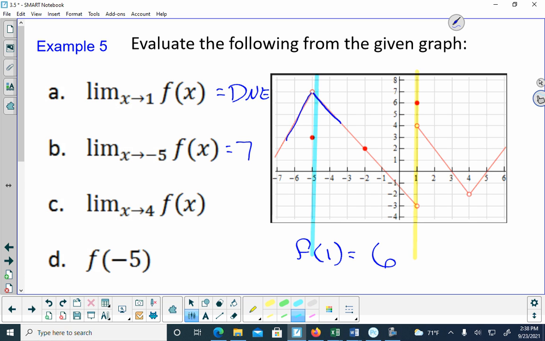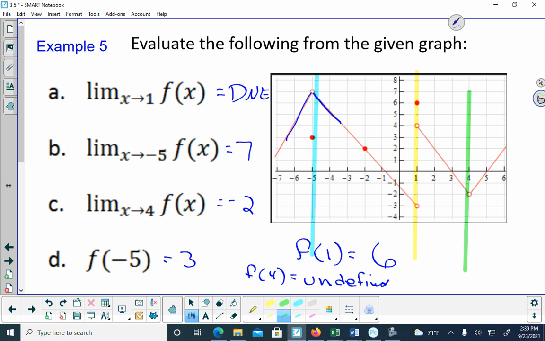That would be 7, right? 4. -2. The limit is -2. And then D is just f of -5 is 3. And I didn't ask, but if I asked you for f of 4, what would you tell me? Undefined. And I hate to be picky about this, but I am going to be so picky. f of 4 is undefined, not does not exist. It's undefined because there is no place on this line where it is a solid dot.